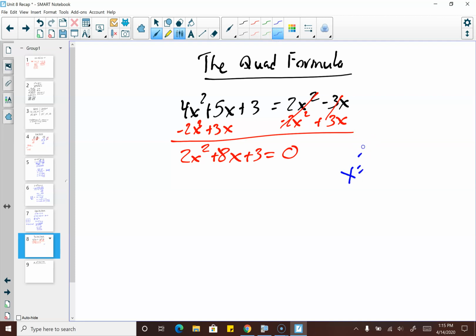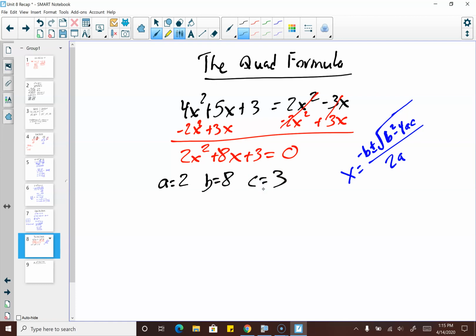I'm going to write the quadratic formula over here on the side. So you get x equals negative b, which remember is just the opposite sign of b, plus or minus big square root b squared minus 4ac all over 2a. Now, how do you tell what each of those is? Well, a is always the number in front of x squared. In this case, that's 2. B is always the number in front of x, which in this case is 8. And c is the constant, which in this case is 3.